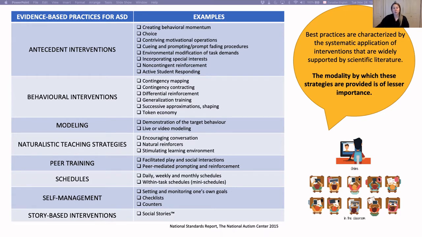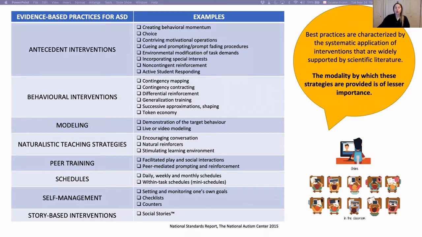The National Standards Report by the National Autism Center provides comprehensive information about the level of scientific evidence that exists in support of many of those educational and behavioral treatments that we're used to hearing about. So what they did was they looked at all of the research that was published from 1957 to 2015, and they applied an evaluation rubric to determine the rigor of the scientific method that was used, as well as the results. So what you see here are all of the treatments that they consider to be established based on their analysis.